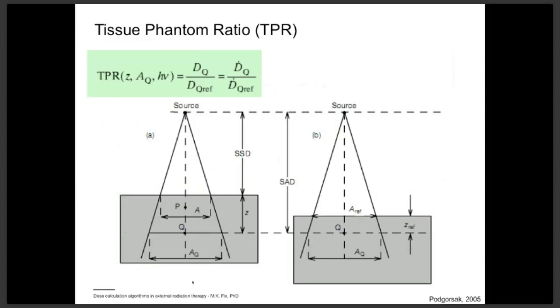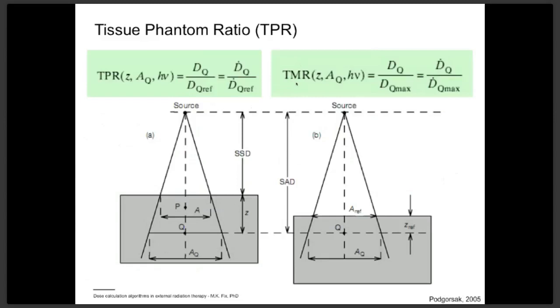So if this is the situation in water you have had before, it's not going to be put in relation to air. It's more related to a water situation where you have a specified reference depth. And if this reference depth is the dose maximum, then you are talking about tissue maximum ratio. So this would be tissue phantom ratio, this would be tissue maximum ratio. However, all the dependencies and relations I have discussed for the tissue air ratio are also true for the tissue phantom ratio. So the formalism does not change with this respect.